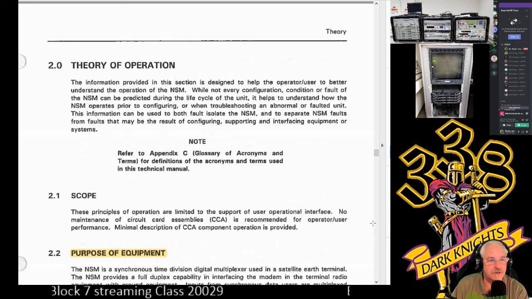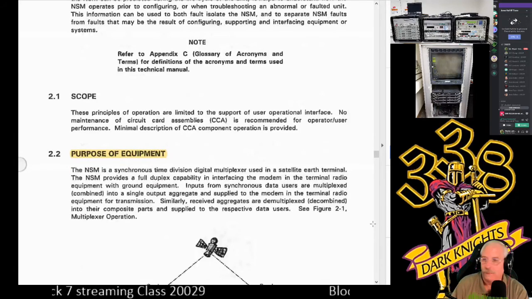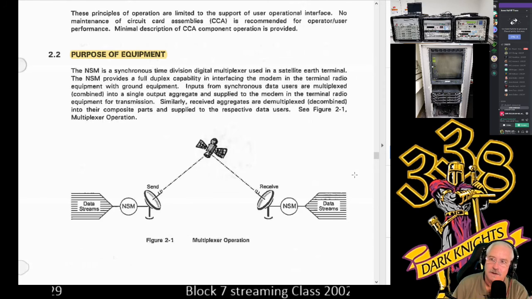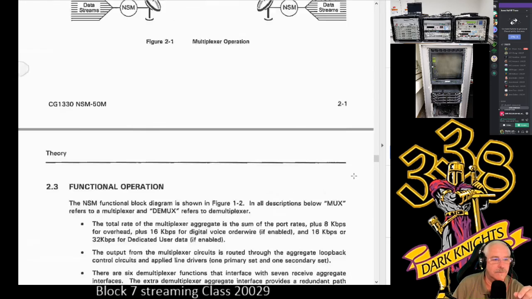Theory of operation. Remember we talked briefly about purpose? Here's the full paragraph. And pictures are worth 1,000 words. You can see how simple this thing is. Got everybody coming into the multiplexer, and then out through the modem into the SATCOM, send it up to the bird, relays it back down, and so forth and so on.